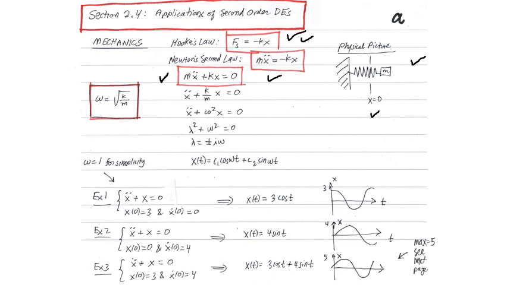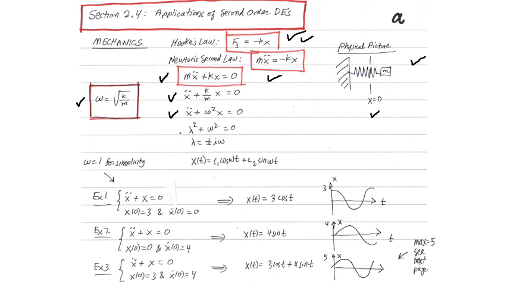And a little bit of notation we'll introduce here. If we divide through by m, we're going to call the square root of k over m omega, which is going to turn out to be the angular frequency of this system. So with that notation, our differential equation is x double dot plus omega squared x equals 0.